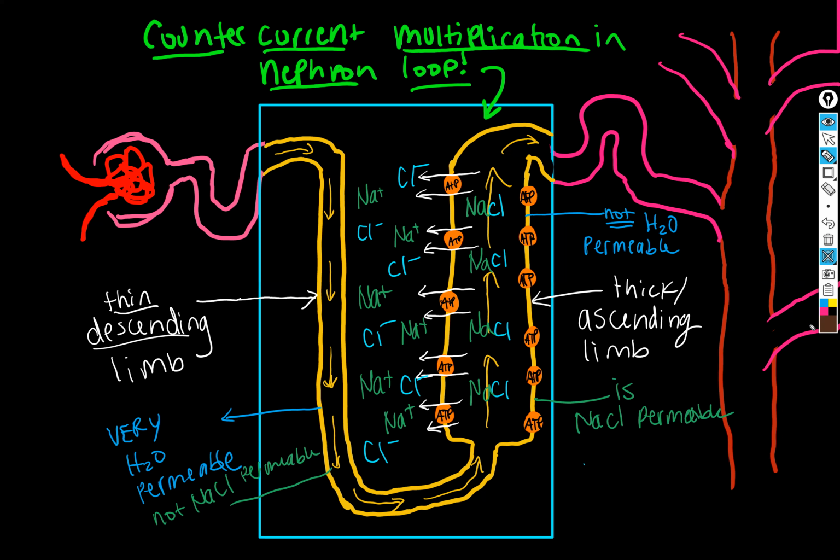Another component, of course, and we'll talk a little bit more about urea later, but for now, I think I've said about all you need to know about it. The DCT and the collecting duct are both places where urea can be moved out into the interstitial space.